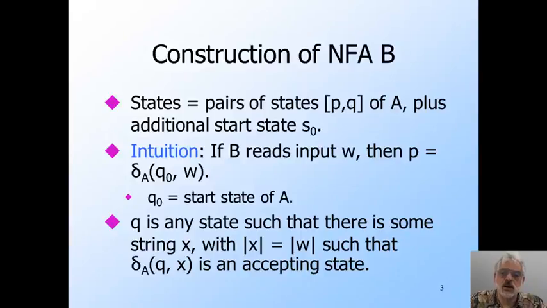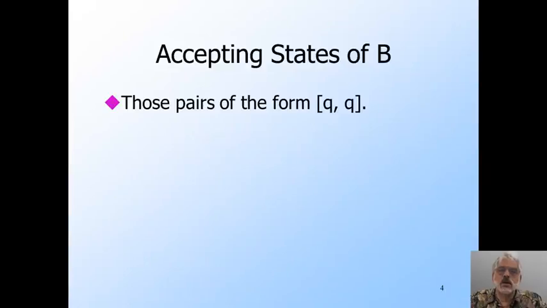It can get to a final state of A on some input whose length is the same as that of the input that B has read so far. Notice that B doesn't know how long an input string it has read. Finite automata can't count. But we'll work out the transitions of B so that what we want to be true about the second component will indeed be true. The accepting states of B are those pairs that have the same state in both components.